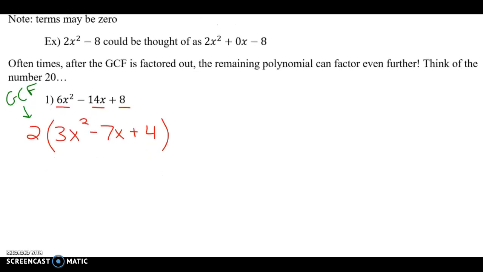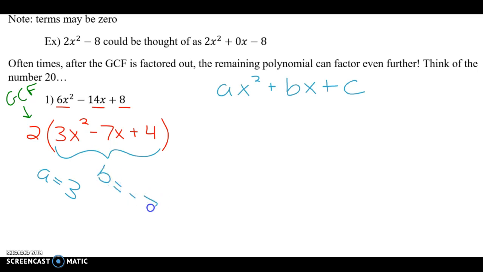So now for the rest of the problem, we're going to focus on this, which is a quadratic, right? In the form ax squared plus bx plus c. That's at the top of your bottoms up sheet. So what is the a value? 3. Just the number in front, right? Ax squared. The a is the number in front. What is the b value? Negative 7. It's important that you know it's negative. And what is c? 4.